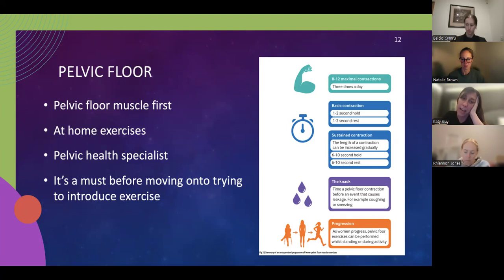There are pelvic health specialists out there who specialize particularly in the postpartum period. Just make sure that they have had postpartum training if you are going to go and see one privately. But it is pretty straightforward to start doing at home. And then if you run into problems, then maybe see a pelvic health specialist. But it's a must do before you try and move on to introduce any further or more vigorous exercise.